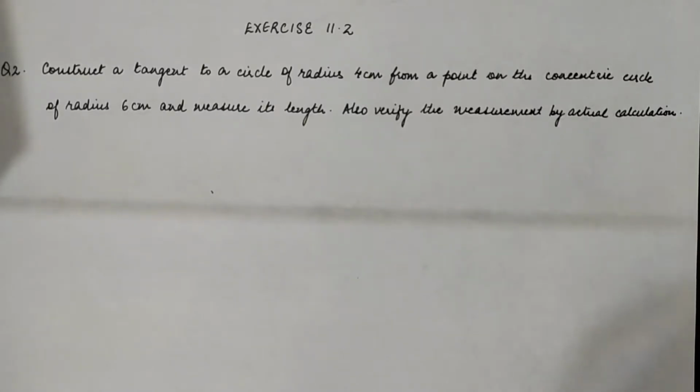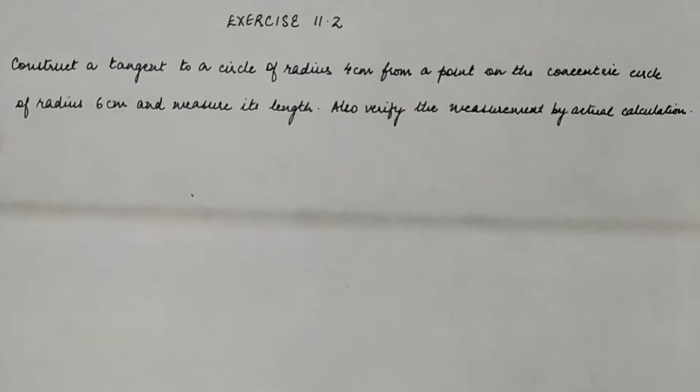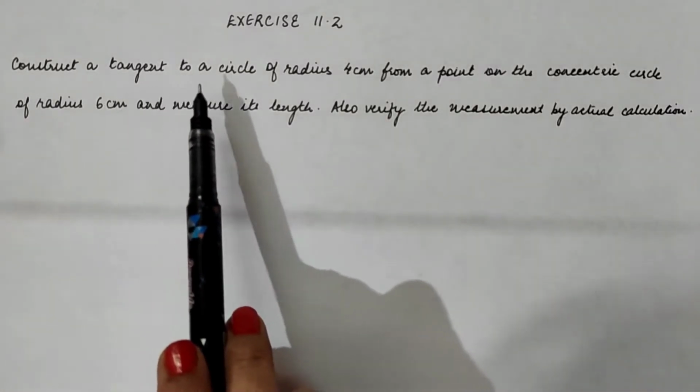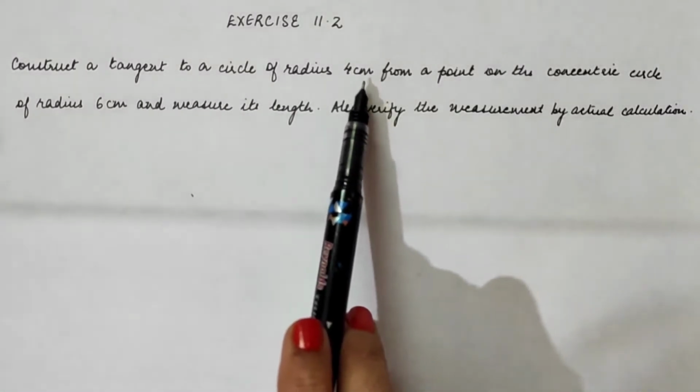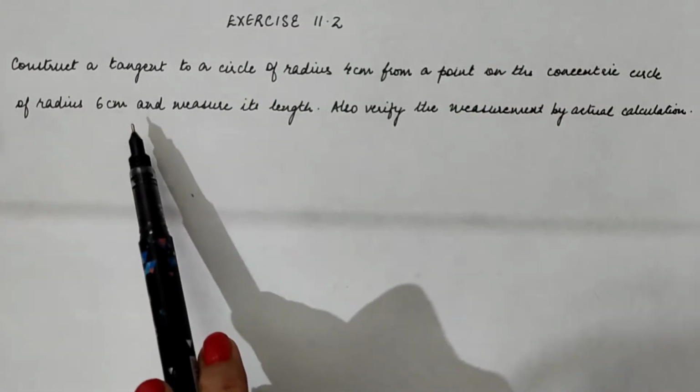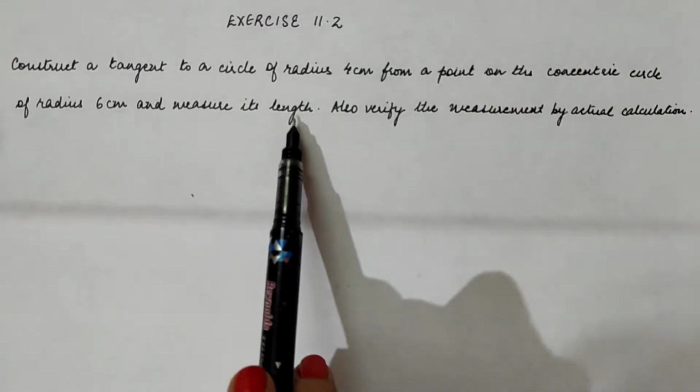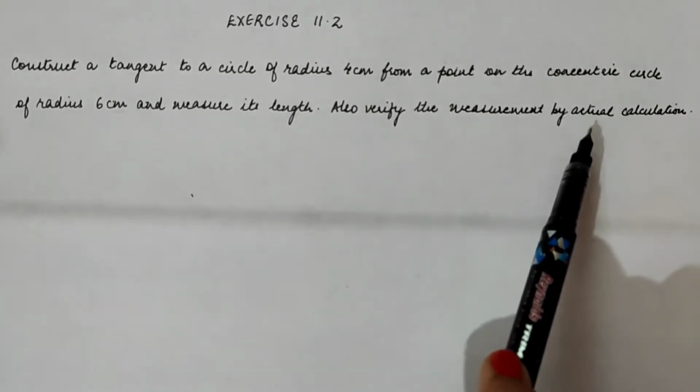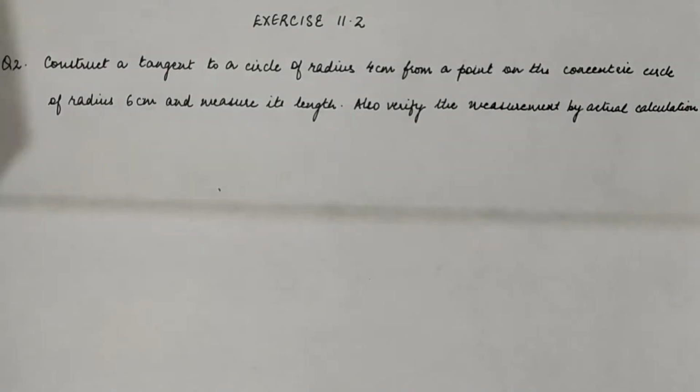We are doing the second question of exercise 11.2. It is to construct a tangent to a circle of radius 4 centimeters from a point on the concentric circle of radius 6 centimeters and measure its length. Also verify the measurement by actual calculation. So understand the question. We need to make two concentric circles, and from a point of the outer circle I need to draw the tangent to the inner circle.